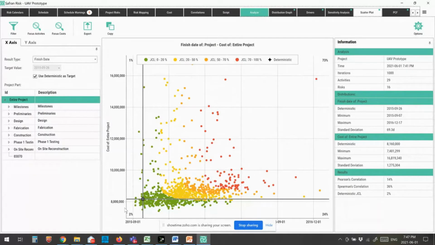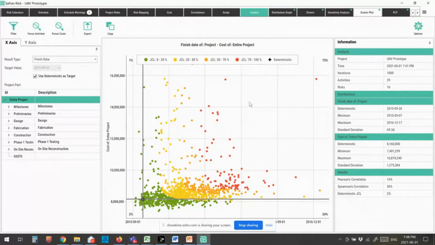Well, what I really want is a joint confidence level, or what we call the JCL, of 70%. I don't want 70% in one and nothing in the other. I want to be able to report to management exactly where I need to be to have a joint confidence level. Now, to do that, you'll see that there's a color coding here, and up at the top it says your joint confidence level of 0 to 20% is in green, 20 to 50 is in yellow, 50 to 70 is in orange, 70 to 100 is in red.